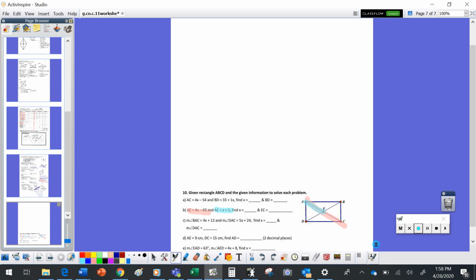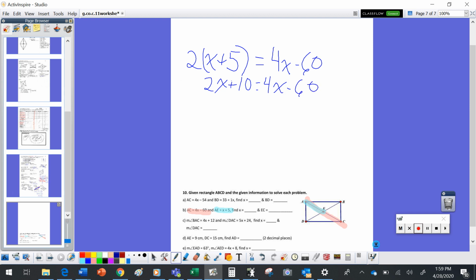Okay, I can either say that AC divided by 2 equals x plus 5, or I think something we'd be a whole lot more comfortable with would be to say that 2 times the quantity, x plus 5, double it, is equal to 4x minus 60. Okay, we can solve this equation. Distribute the 2, we get 2x plus 10 equals 4x minus 60.